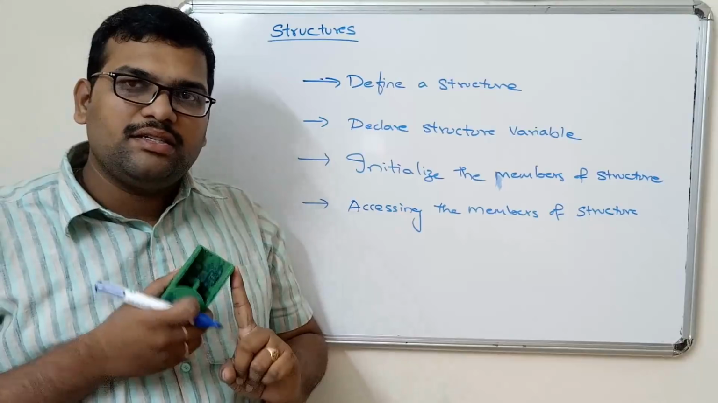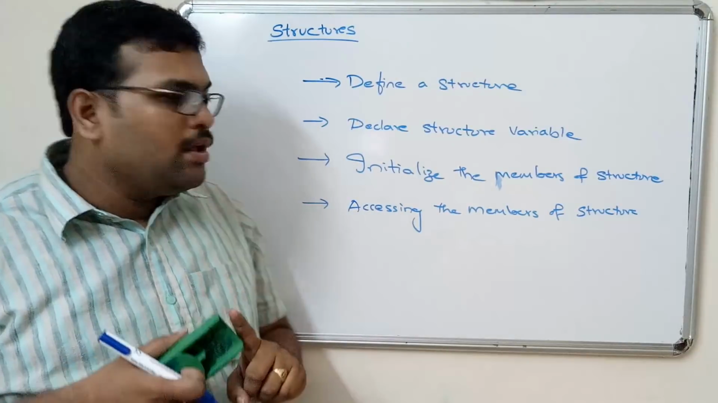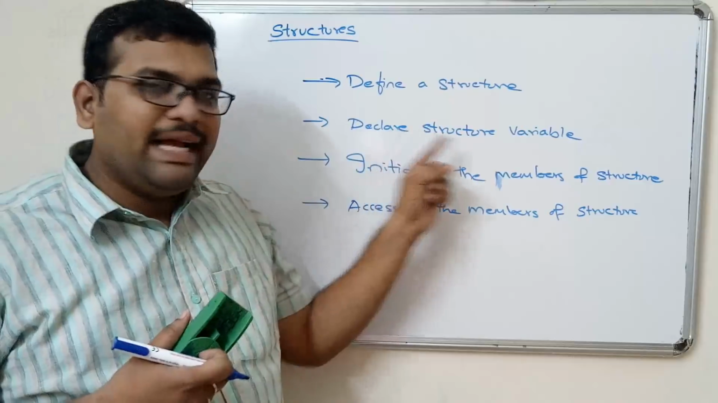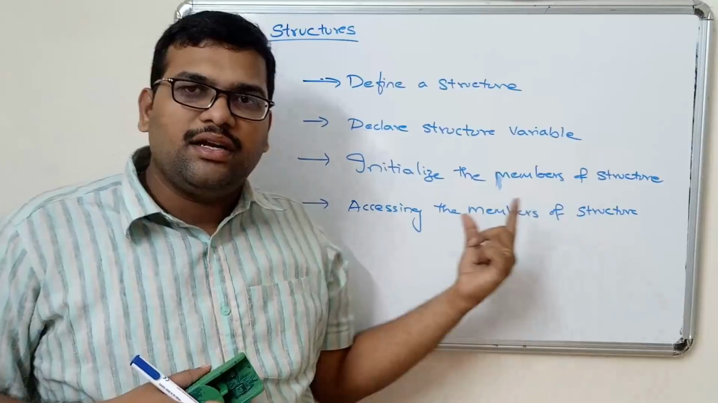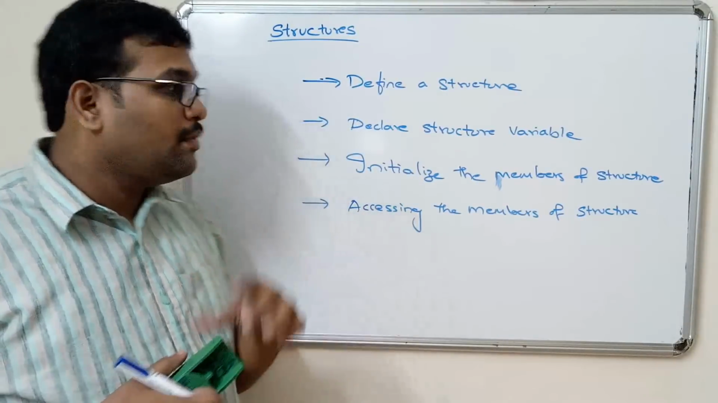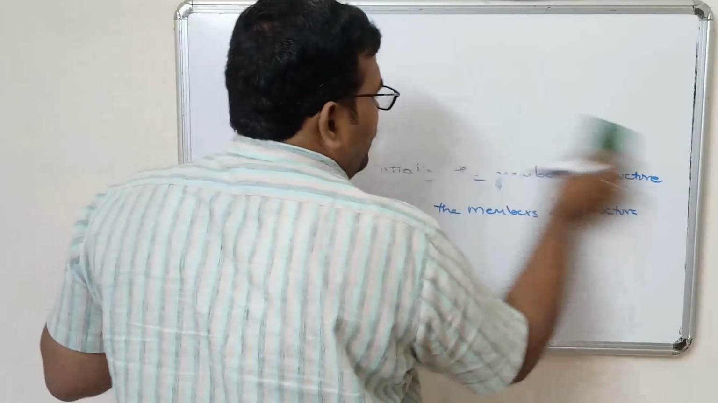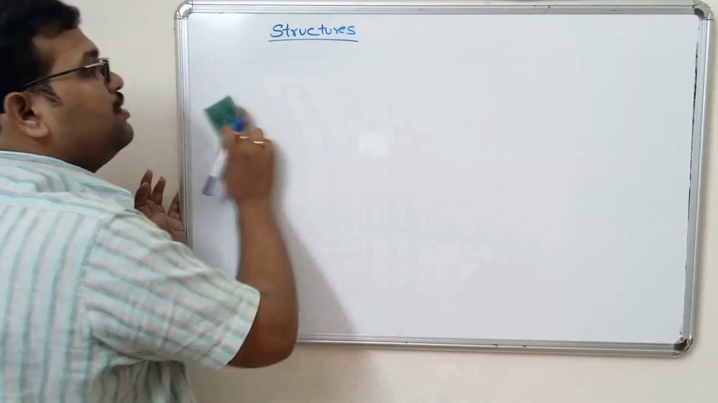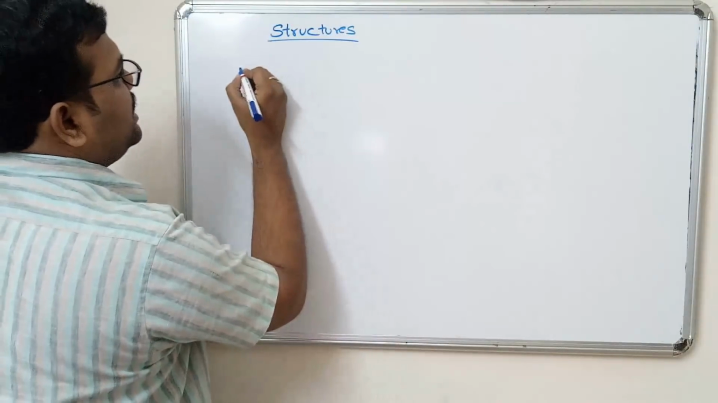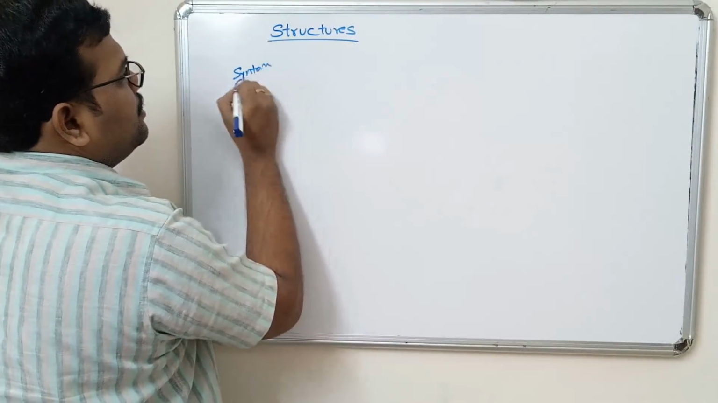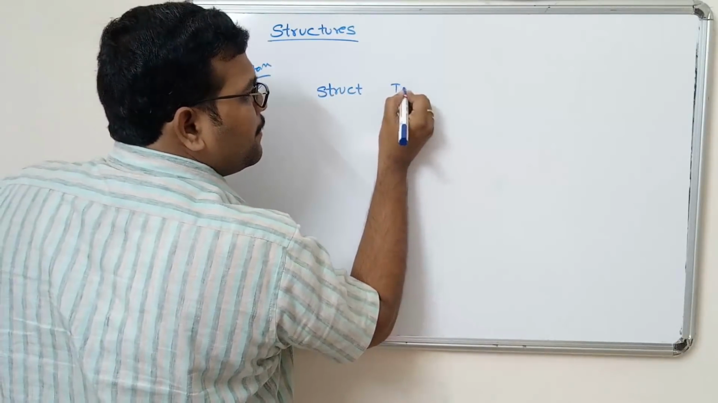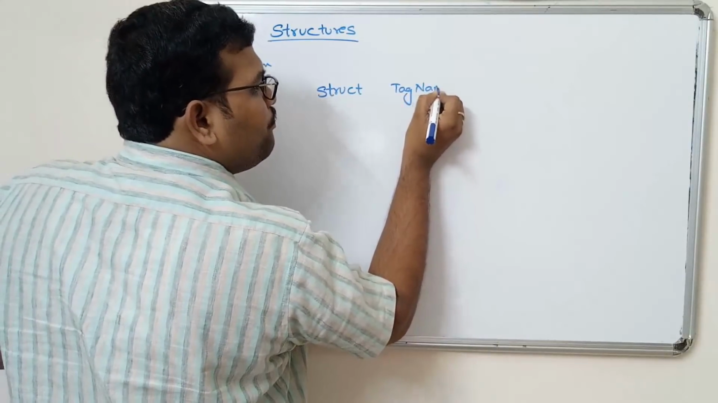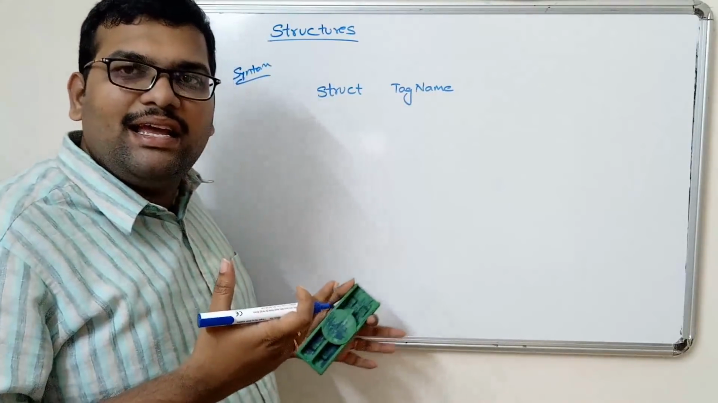First we have to define a structure with multiple data elements, which we call members, and then declare a structure variable, and then initialize the members of a structure and access the members of a structure. So first, coming to defining a structure, here we will use the keyword struct. The syntax for defining is: use the keyword struct, then the tag name. The tag name is the structure name.